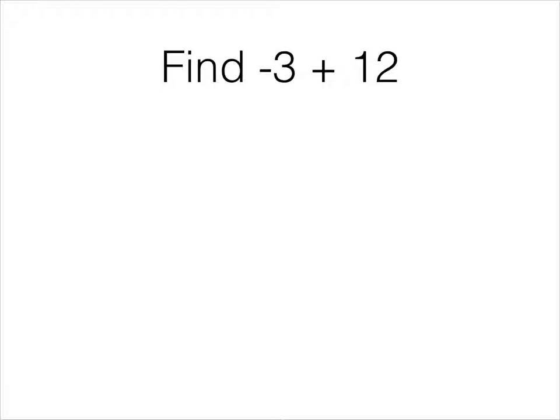Find negative 3 plus 12, and we're going to use our army guy analogy, where we have the bad guys, or the negative army guys, and the positive army guys. We're going to call negative numbers the red, and the positives are going to be blue. So if I draw my pictures, I have 3 negative army guys, and I have 12 positive army guys. I'm just going to draw them in rows.